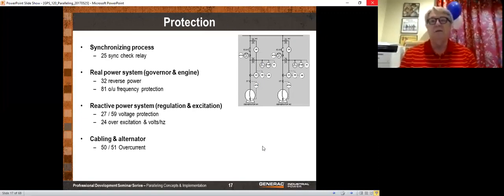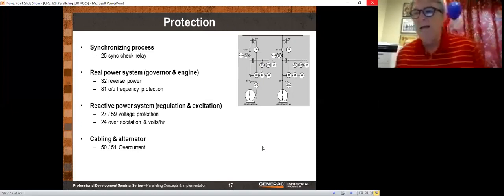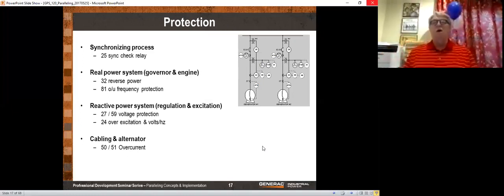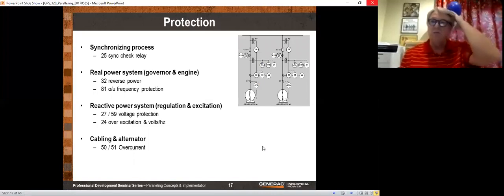But a parallel system has to have synchronizing relays, reverse power relays, over and under frequency protection, over and under voltage protection, over excitation, volts per hertz protection, instantaneous overcurrent, time delay overcurrent, and so forth. Now, I go back a ways, and in my day, I'm talking about 1980 when I started working, all of these relays were separate relays. They were all mechanical, a lot of them operating on induction discs. And a sync check relay would be one relay, a reverse power relay would be another relay. And so if you looked at the panels and switchgear, you would see all these relays on the switchgear in these black boxes with glass fronts.